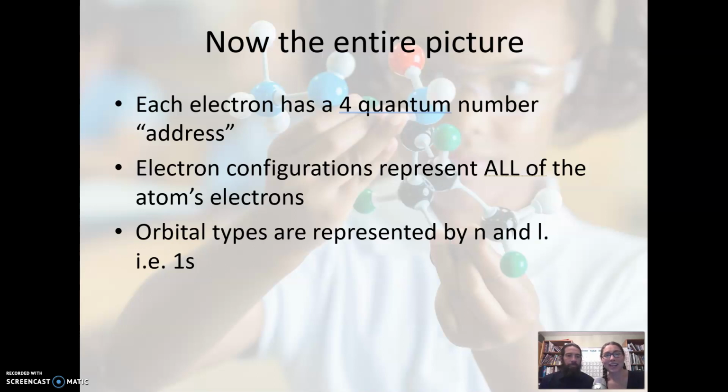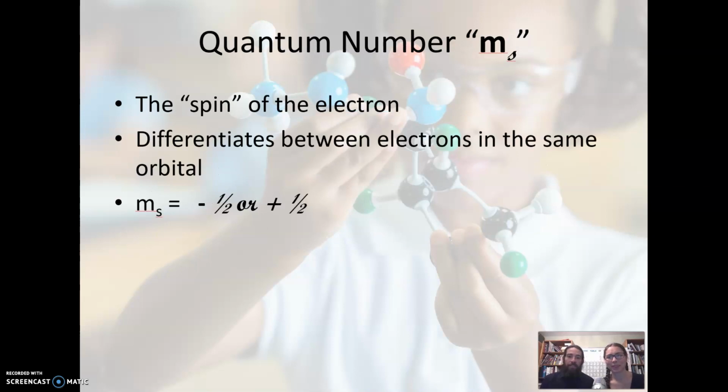Each electron has 4 quantum numbers, and that's the address. But the electron configuration is going to represent all of the atom's electrons. The first 2 quantum numbers, n and l, give us the type of electron, like 1s or 3p. We're going to continue on with that and build an entire electron configuration. So here's our final quantum number, quantum number 4.